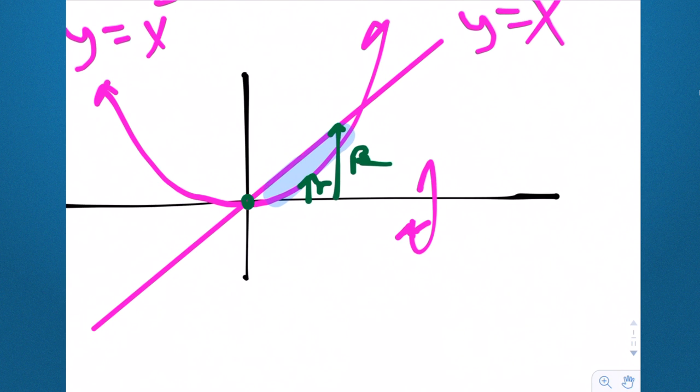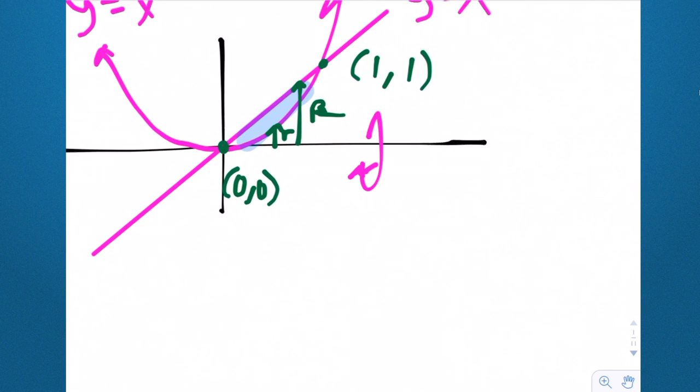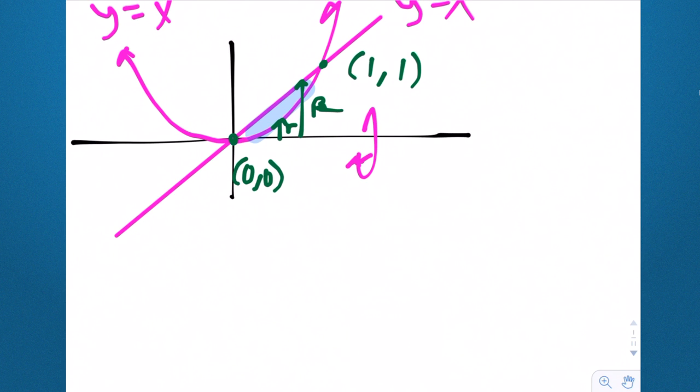Let's go ahead and get our points of intersection. It's 0, 0, and what? 1, 1? Yeah. So that's going to be the same. So we're always going to integrate from left to right, or in this case low to high, from 0 to 1. That's kind of nice. We don't have to think too hard about that. But here we go for this one.